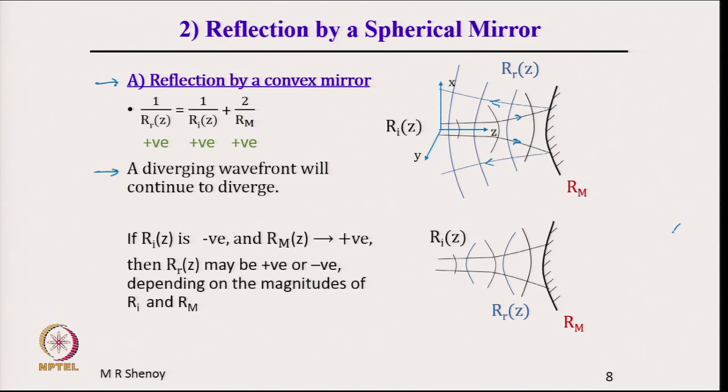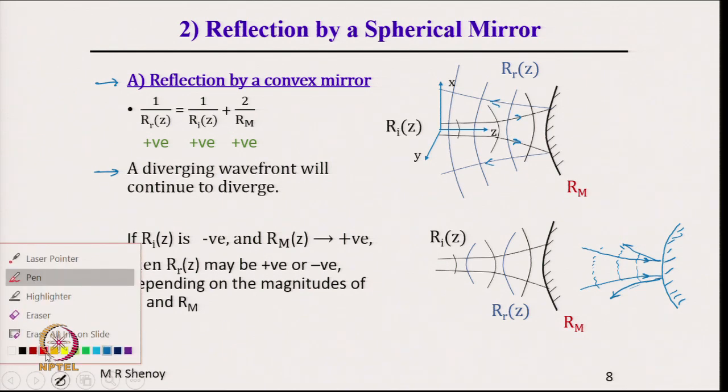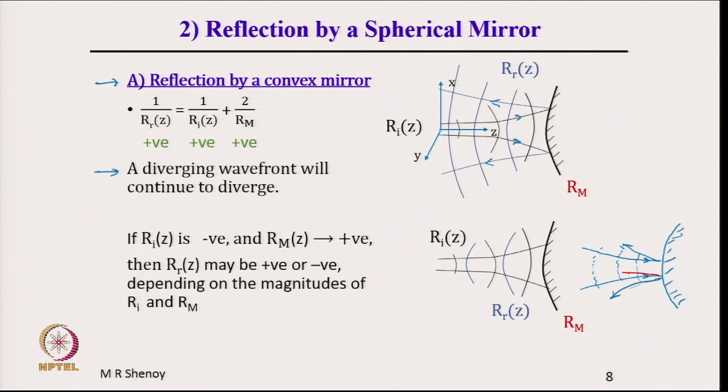So, if I show here a converging beam like this, this is the convex mirror, this is the converging wavefront, therefore, the wavefront is concave. So, it is a beam which is coming like this. After reflection, this may diverge like this, it may diverge further like this, or it may also converge like this, depending on the magnitudes.